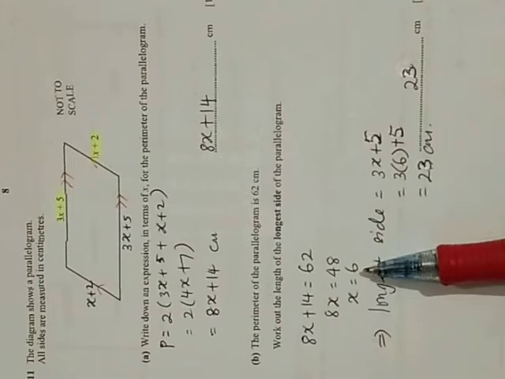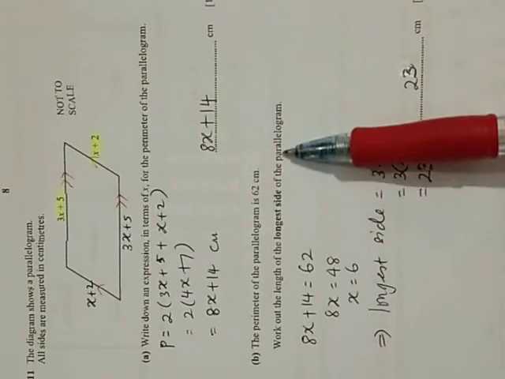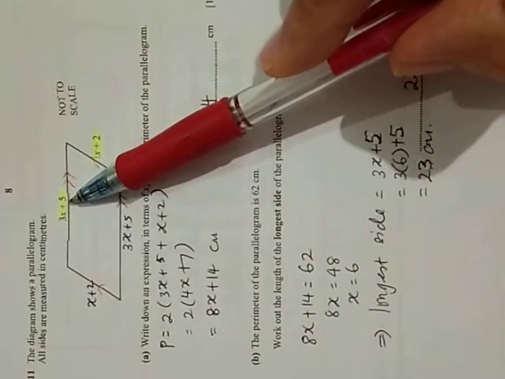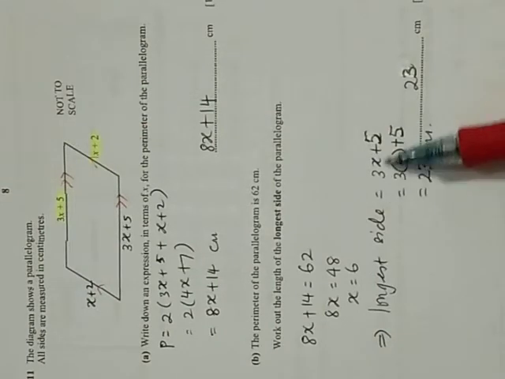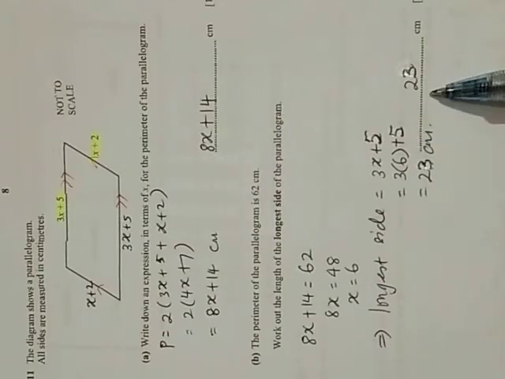All right? But we don't stop there. They ask us to work out the length of the longest side of the parallelogram. Hence, the longest side is 3x plus 5. So, plug in the value of 6 here. 3 times 6, 18, plus 5, 23. All right?